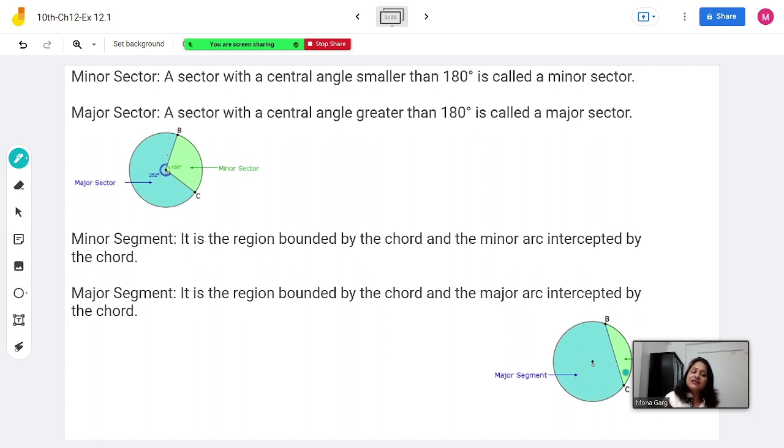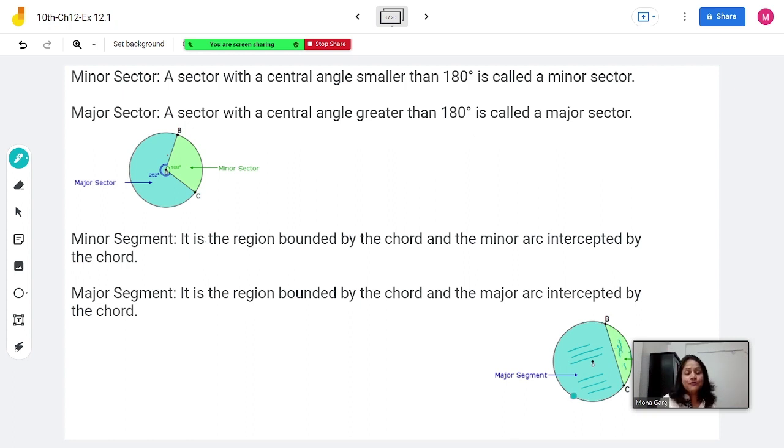So if the chord is smaller than the diameter, in that case, the bigger part of the circle, this one, is an area more than the semicircle. This is called the major segment. Clear? And this one, the smaller part, is called the minor segment.